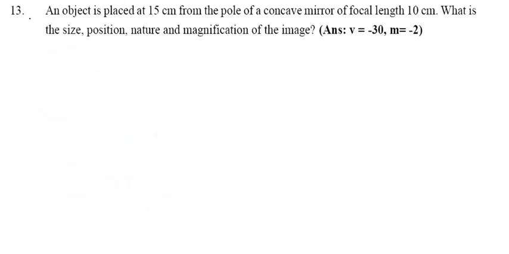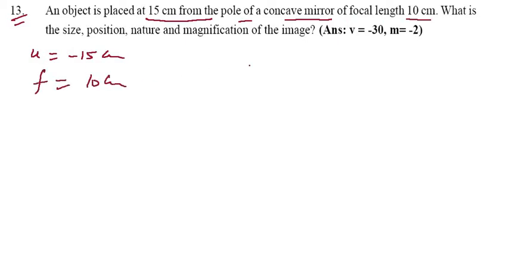Now come to the next, question 13. An object is placed at a distance of 15 centimeters from the pole of the concave mirror. Concave mirror, so u is equal to minus 15 centimeters. Focal length is 10 centimeters, so f is equal to 10 centimeters. But the mirror is concave, so it will be negative.